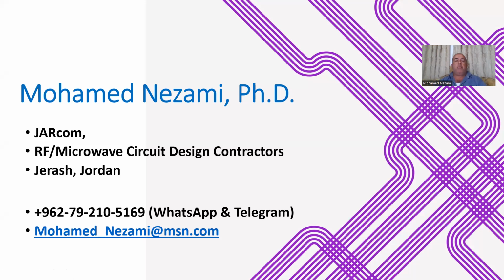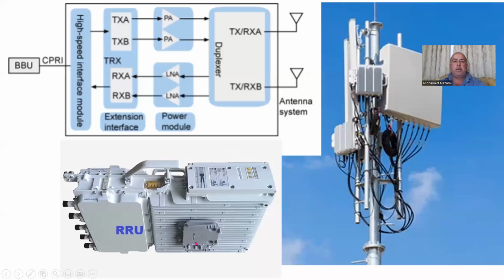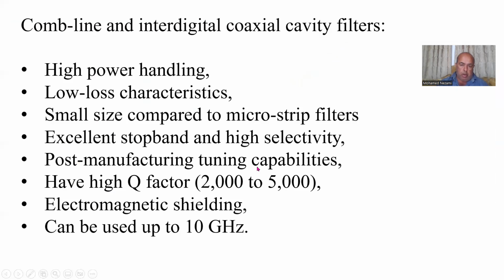This is the second part of two on the design and modeling of comb line or cavity, coaxial cavity filters. We focused on both the comb line and the interdigital. Last time we covered the use of the comb line filters and interdigital filters, the coaxial cavity, and we showed a lot of them where they were used. We showed some of their characteristics. You can refer back to part one.